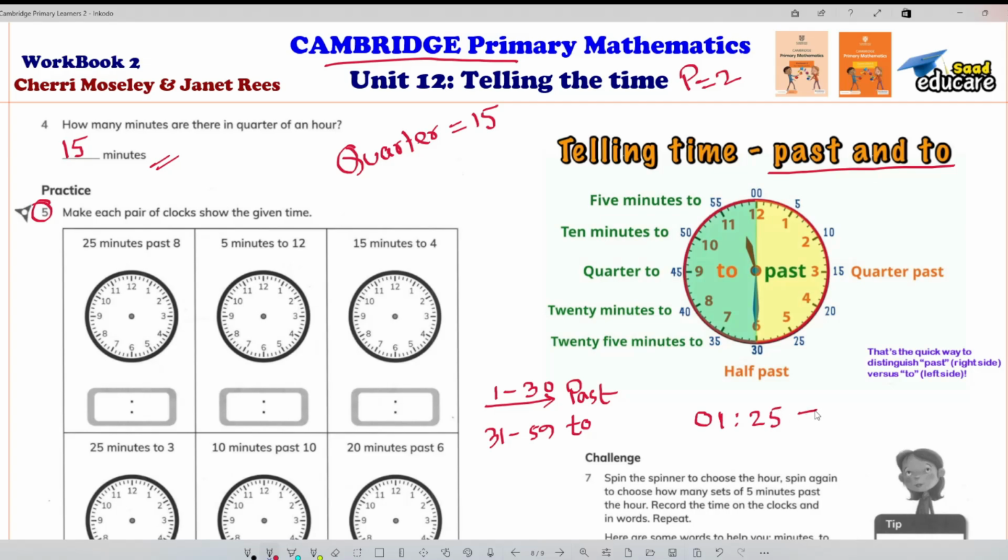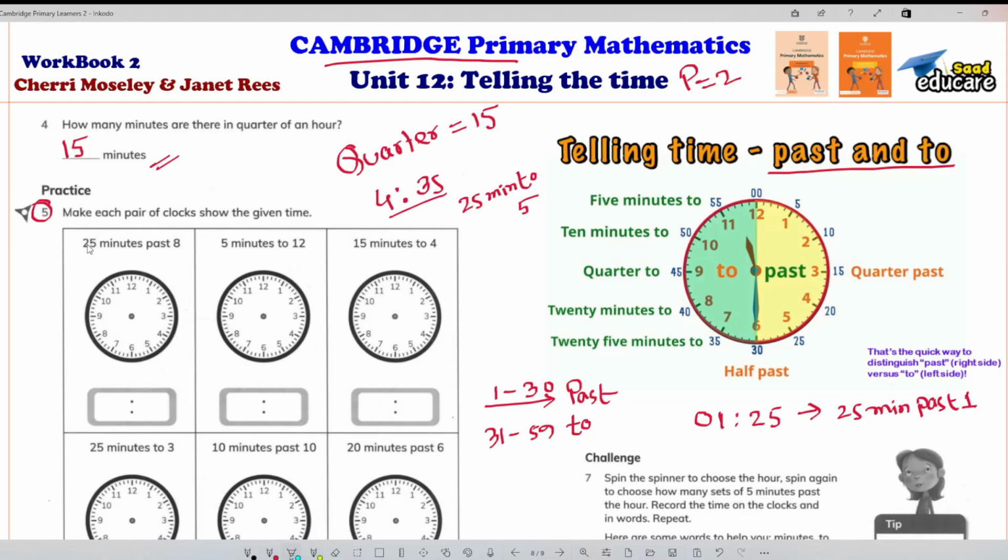1:25, it means it's 20 minutes past 1, right? But what if you see 4:35? This one we can say 25 minutes to 5. It means we need 25 minutes to become 5. Now this kind of math we are going to start.